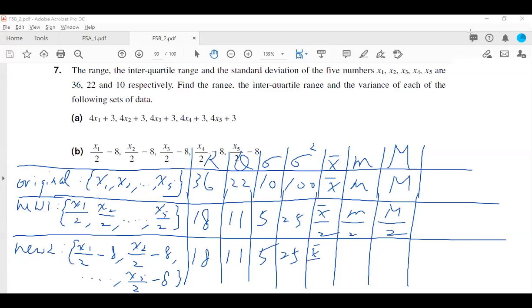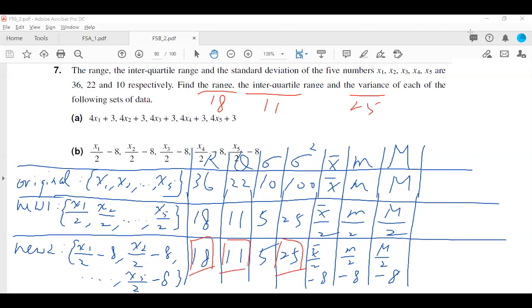X bar over 2 minus 8. M over 2 minus 8. Capital M over 2 minus 8. Okay? So that is like this. And the question just asks us to find the range, the interquartile range, and the variance. So the range will be 18, interquartile range will be 11, and variance will be 25. Okay? So this is 18, 11, 25. So that is the final answer.